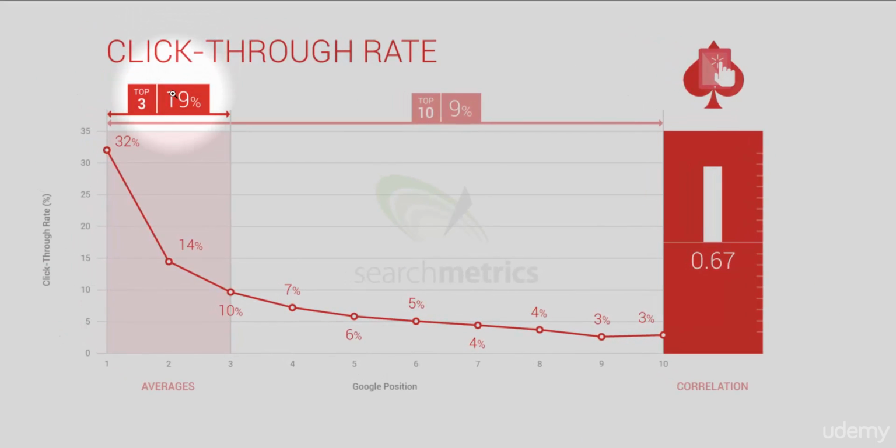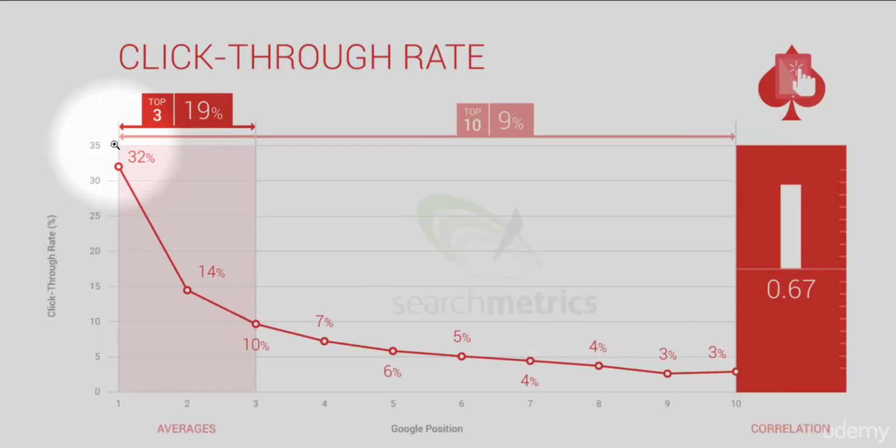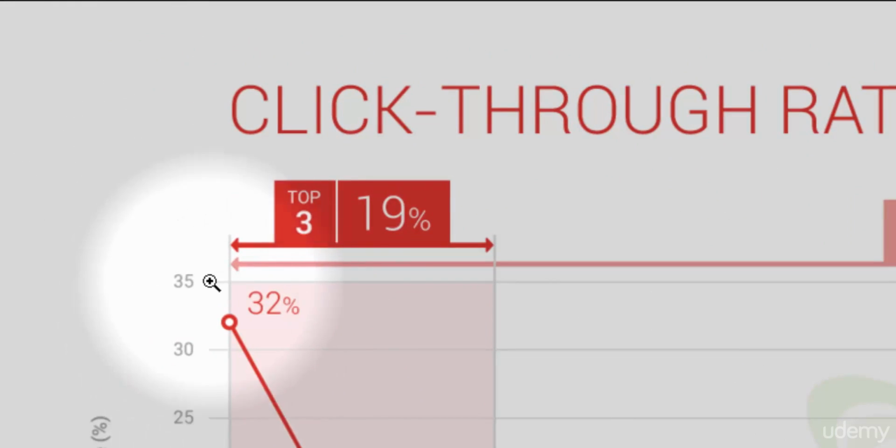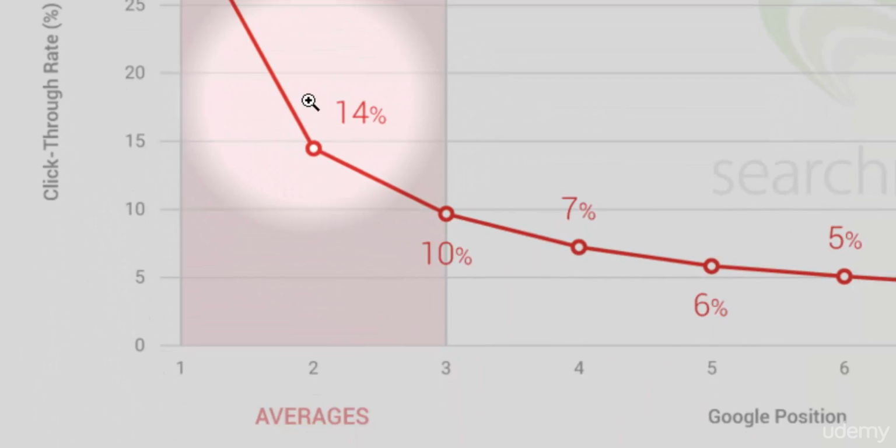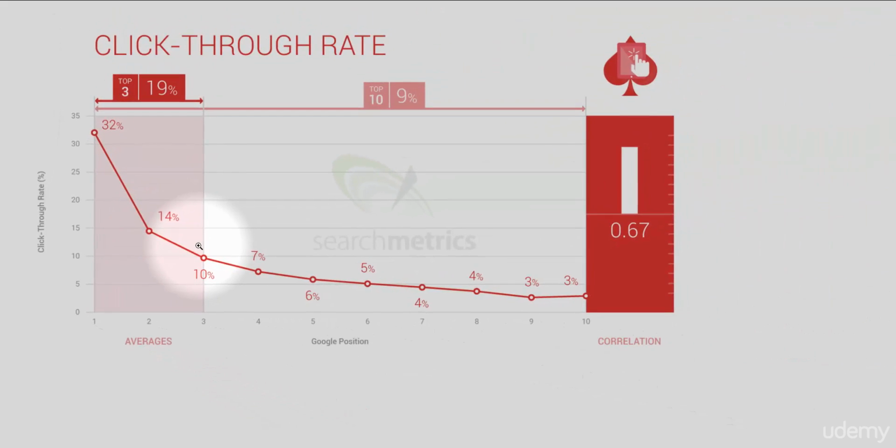In this graph, it's actually a bit different from what I said earlier. That is, it concentrates on the position. If you rank first, then the average CTR is 32%. If you rank second in the Google search result, then your CTR will be 14%. If you rank third, then your CTR will be 10% only. And it goes on like this. So if you get the top position, then your CTR will be higher.